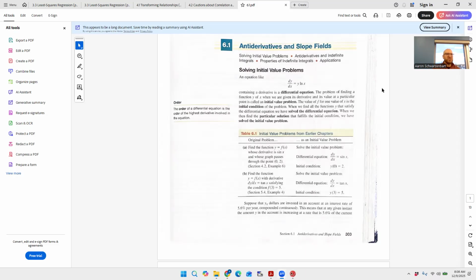Okay, calculus. We start differential equations today. This is Calc 1 differential equations, not Calc 4. But this is differential equations. A differential equation looks like this. It starts out as a derivative. Okay? We will get how to solve those.